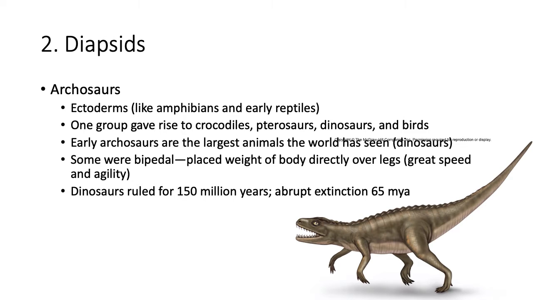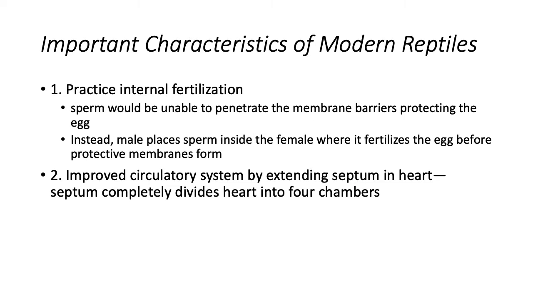All right, important characteristics of our modern reptiles. We have internal fertilization, and the purpose of that is, okay, reptiles have this leathery egg, and if that was laid, there's no way the sperm could penetrate through all those membrane barriers. So instead, what we have to do is get the sperm inside the female and fertilize the egg before those protective barriers form. So we have internal fertilization.